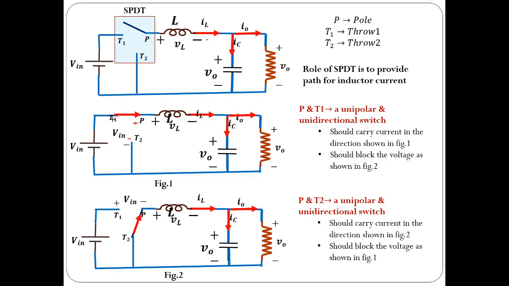Okay, so now we know that in order to control the output voltage, you must control the operation of the pole and T1. So the connection between pole and T1 has to be controlled; you have to control the on and off. Between pole and T2, once you disconnect throw 1 from pole, automatically pole has to connect to T2. So between pole and T1 you require a control switch.